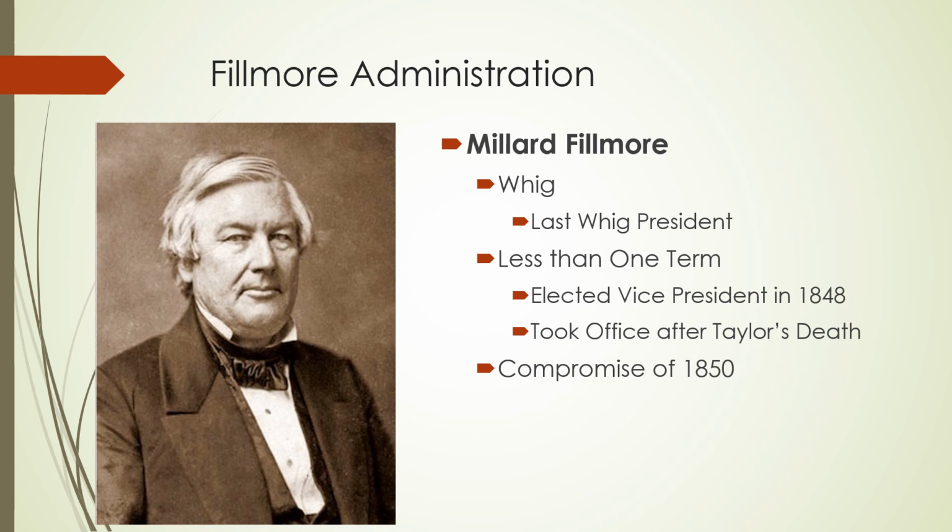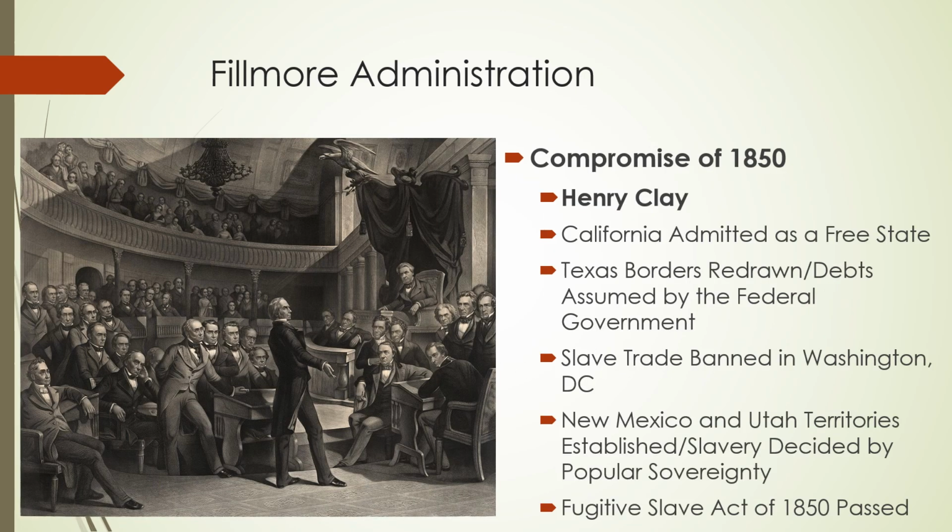The most important thing that happens as far as Fillmore's presidency goes is the Compromise of 1850, and we'll take a closer look at that. So the Compromise of 1850 is introduced by Henry Clay. Remember Henry Clay? We've talked about Henry Clay for a long time. He was one of the war hawks, and he was a Democratic Republican, and then he was a National Republican, and then he was a Whig. And he's sort of the founder of the American System. And he wrote the Compromise of 1820, which is the Missouri Compromise. And now he's introducing this Compromise of 1850.